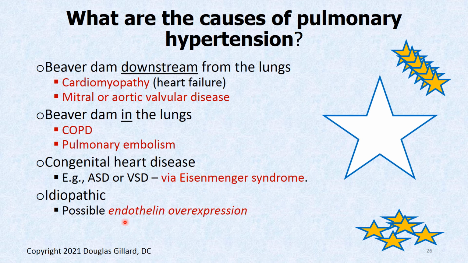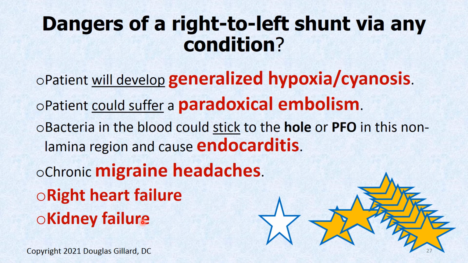We talked about the endothelin gene. There's some research, because people get pulmonary hypertension and they don't know why they have it. It's called idiopathic pulmonary hypertension. But one possible cause is a mutation in the endothelin gene, which is always on when it's not supposed to be on. This gene is supposed to be off. So some people with pulmonary hypertension do have an overexpression of endothelin.